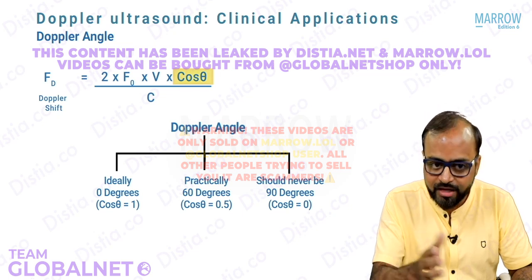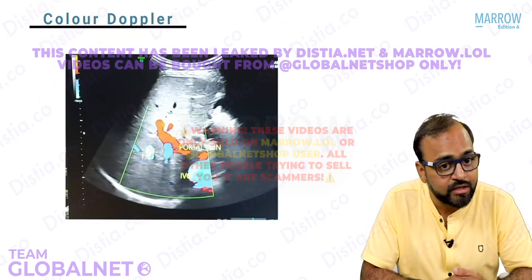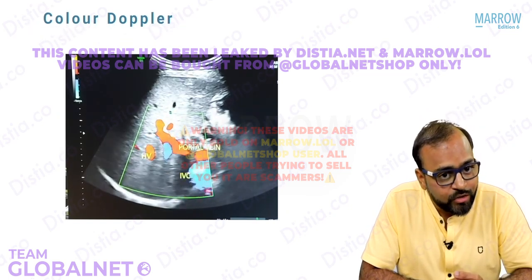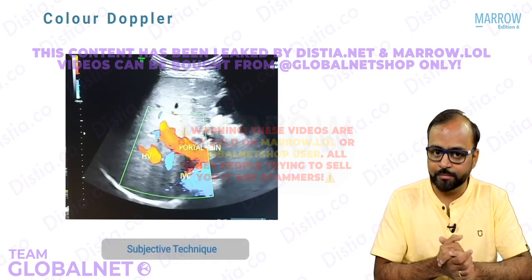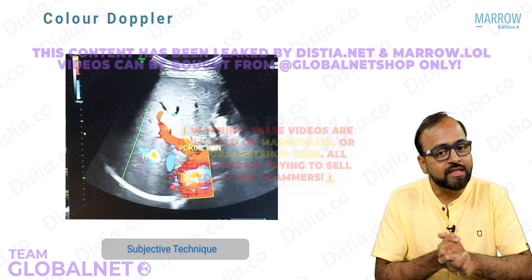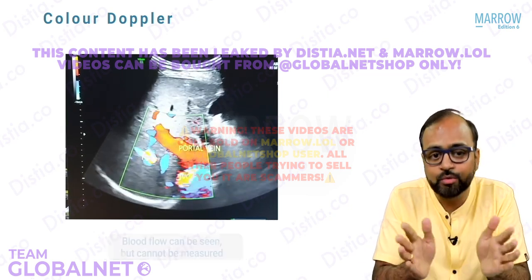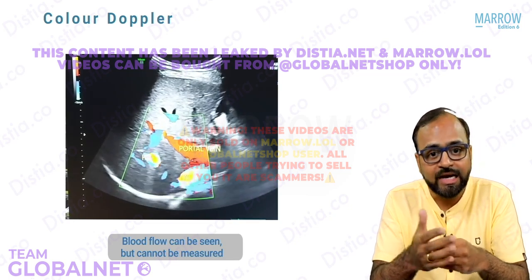Yes. Now let us come to the very fascinating application of Doppler, which is called color Doppler. Look at this image here. Look at this video here. This is color Doppler. What is color Doppler? It is a subjective method of Doppler interpretation, which means that we can see the color flow on this image. Can we measure it? No. So it is subjective. Remember, the flow is given a color, either red or blue.